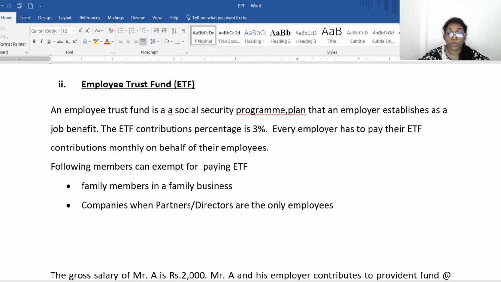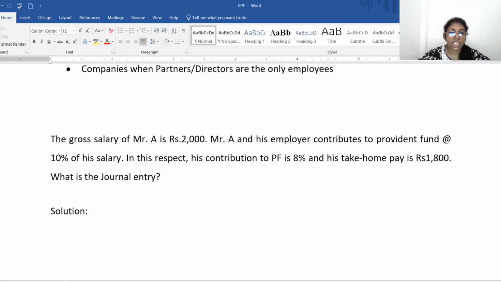Now let's move on to a question. Here, the gross pay of Mr. A is 2000. Mr. A and his employer contribute to the Provident Fund at 10% of his salary. In this respect, the contribution of Mr. A for the Provident Fund is 8%. And he takes home 1800 as the net salary. So they are asking what will be the journal entry.